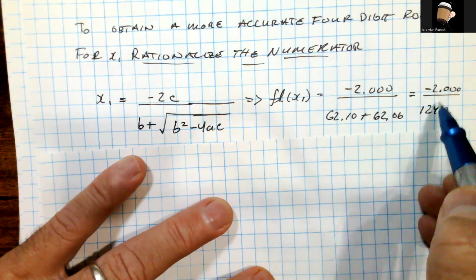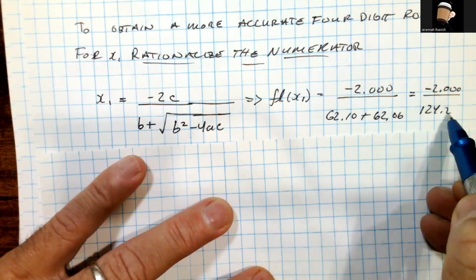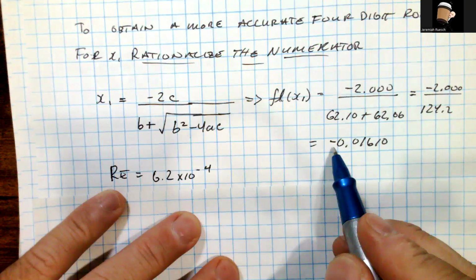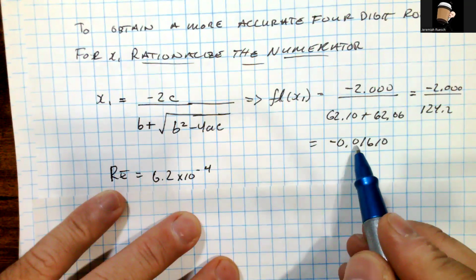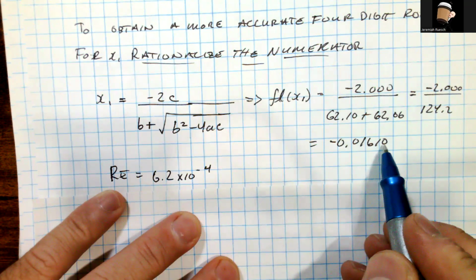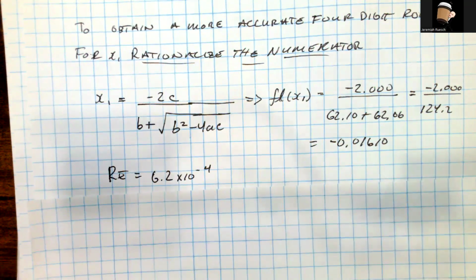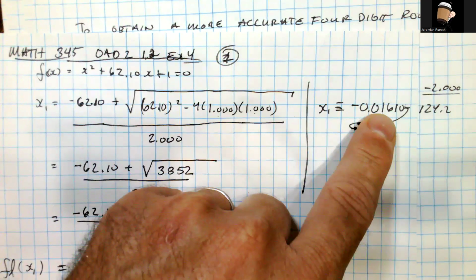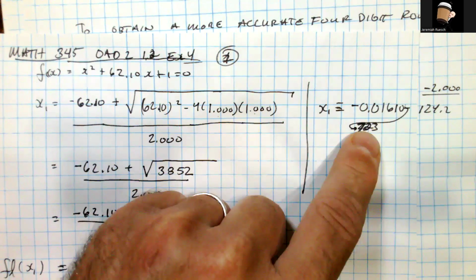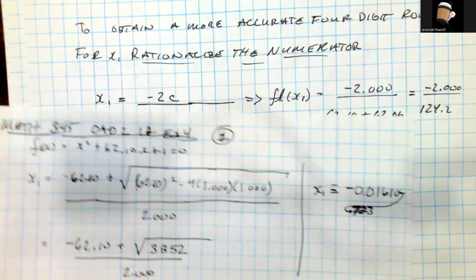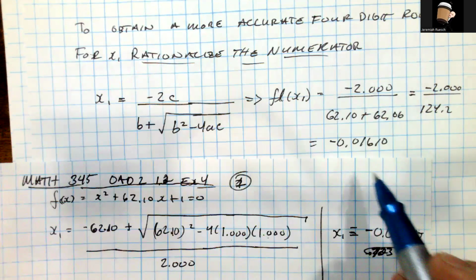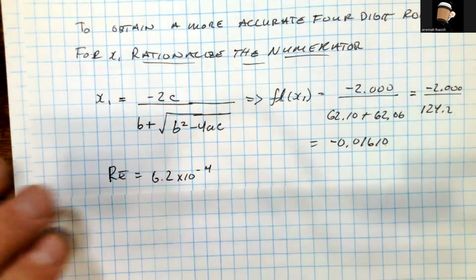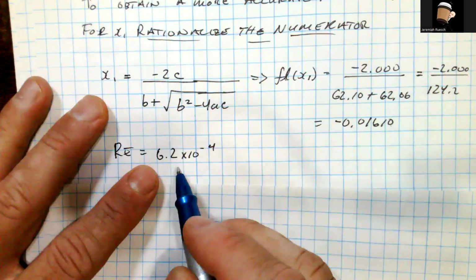And so we have negative 2 divided by 124.2. And then this gives us a value of negative 0.01610. And now if we compare that to our actual value for x1, you get negative 0.01610723. And so you can see that they're almost identical, at least out to the fourth digit. Okay. So that's reflected in the relative error.